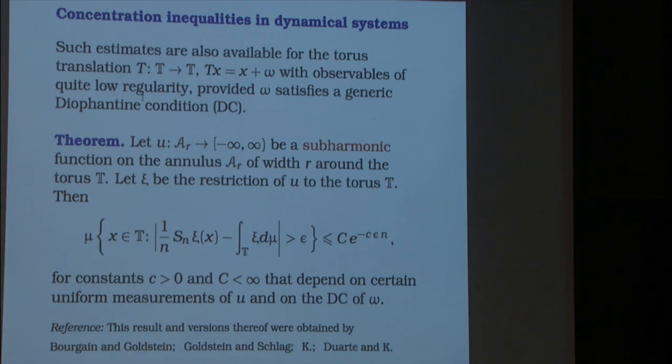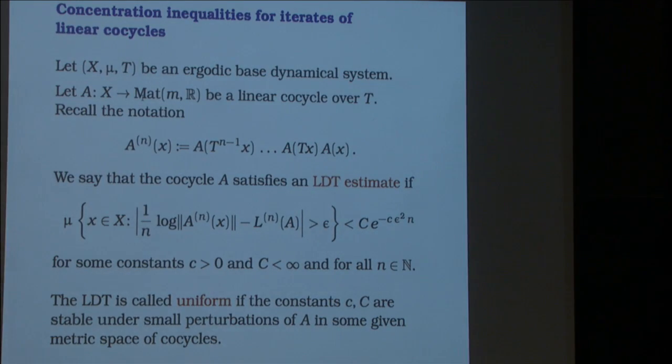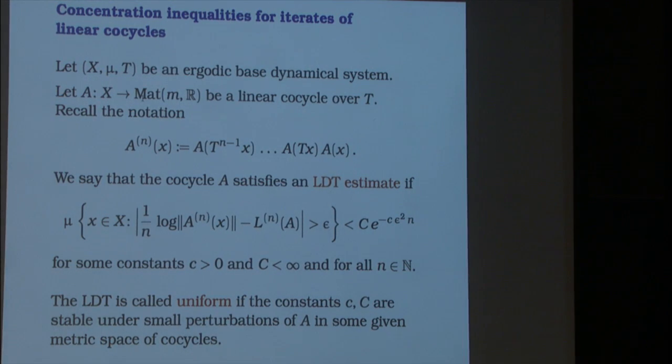Okay, so these are examples of what's known for the base dynamics. But what I'm interested in is the fiber: such estimates for linear cocycles, so for multiplicative processes. Let me formulate this concept of concentration inequality for iterates of linear cocycles. Again, you have a base ergodic dynamical system. You have a matrix valued function over it. You iterate the system, and you have this multiplicative process. The question is, what happens with the event that these geometric averages differ from the limit, or from their mean, by more than epsilon? We want something quantitative. It would be ideal if it was an exponential decay, but sub-exponential or other types of decay are also good to consider.